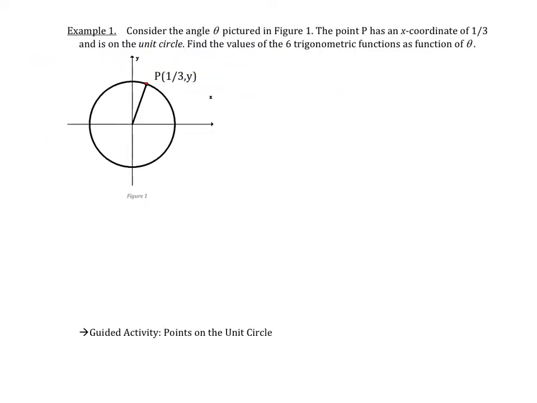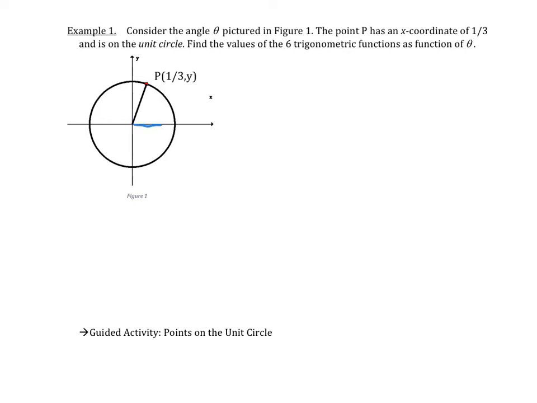So let's do an example where we have a point P that has an x-coordinate of 1/3, and we can see it's in the first quadrant and it's on the unit circle. We are going to find the values of the 6 trigonometric functions as functions of theta. So we actually don't have the theta drawn here.